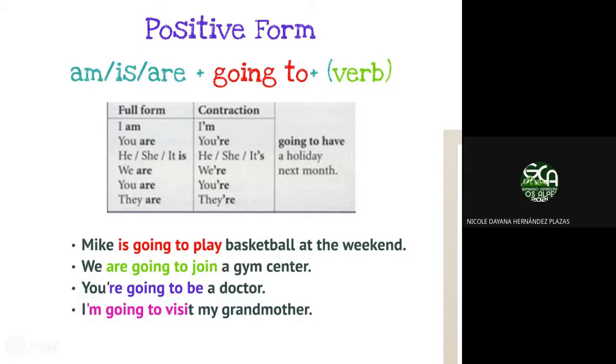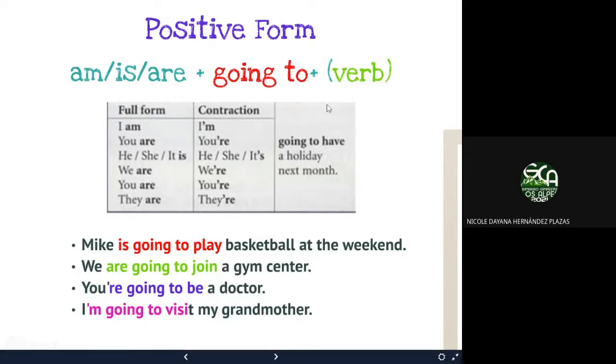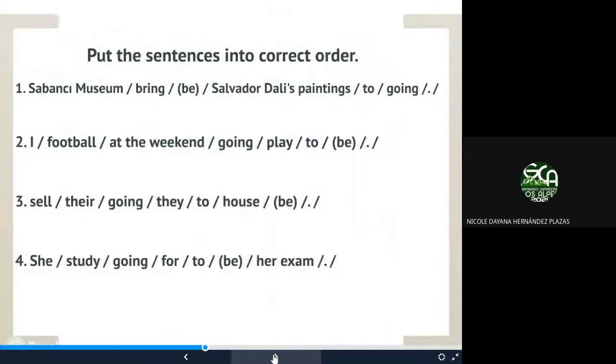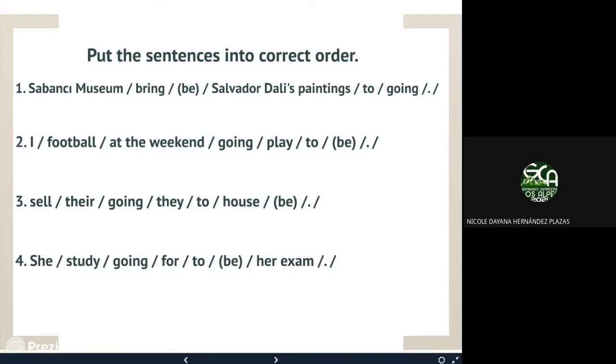Okay, babies, let's continue. This is in positive form, easy peasy. What about negative? Negative is even easier than this one, because the only thing you have to do is put not. But first, we are going to organize the sentences. Let's practice. Here you have some disorganized sentences. We are going to put them in order. Isa, attack the first one. How is the order?